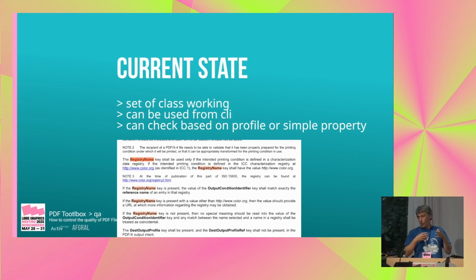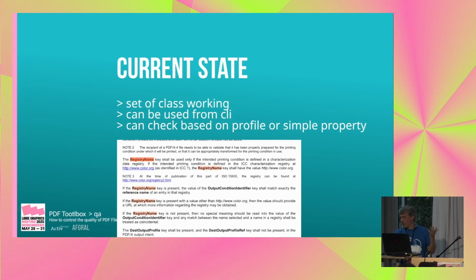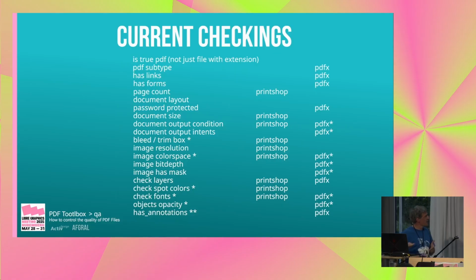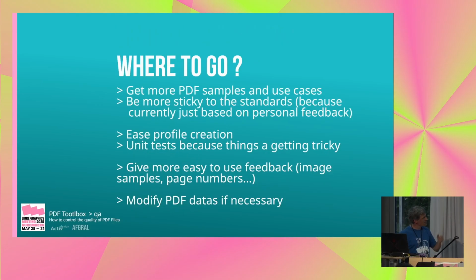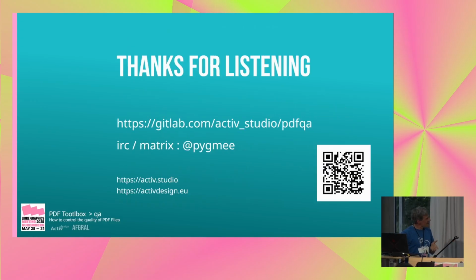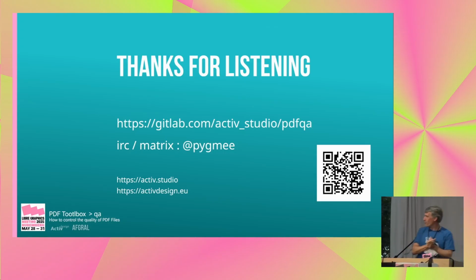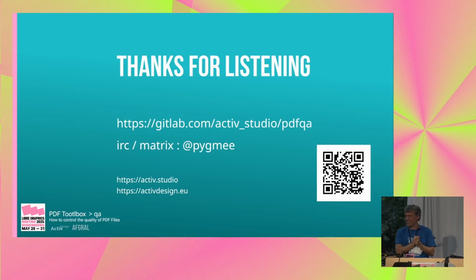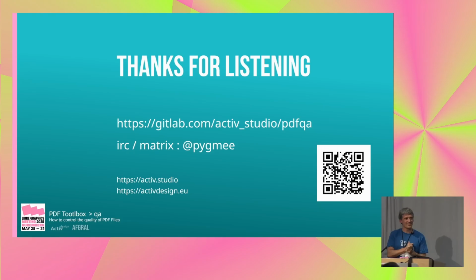We have a set of classes working. We can use the command line only. There's no GUI for this, but it would eventually be a good thing. And I can check for those subsets of information, and that's all. So I don't know if there are any questions about it. Thanks for listening. You can check here on GitLab if you want, have some tests and use it.